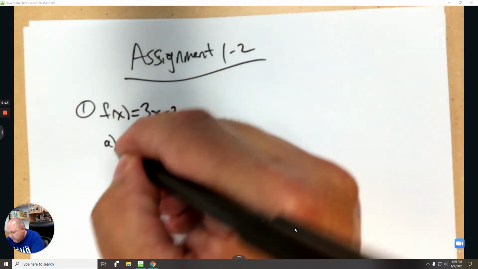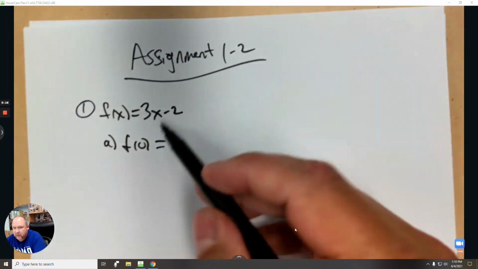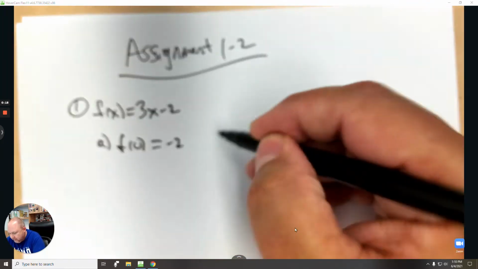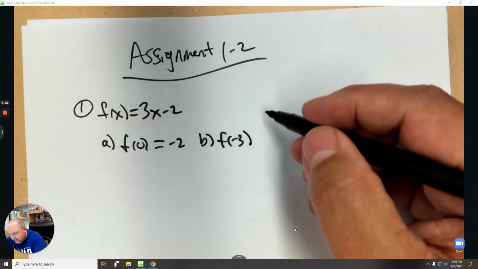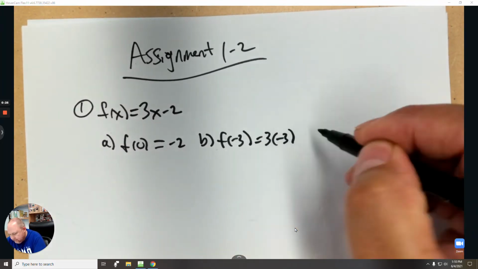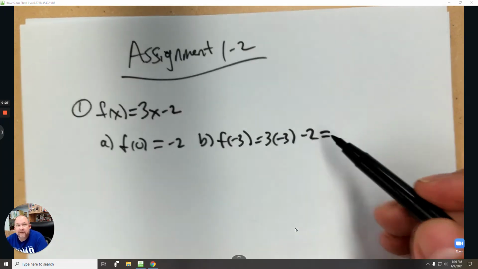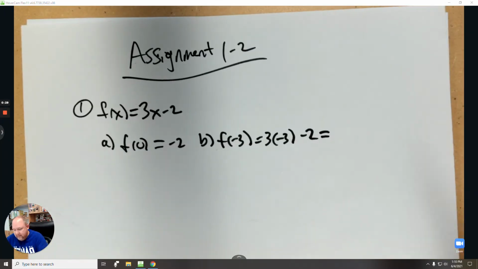So first step is, can you evaluate a function? I know you can. Plug in 0 for x and the answer is -2. Sometimes you have to think a little bit more about it. Plug in -3. So 3 times -3 is -9, take away 2.